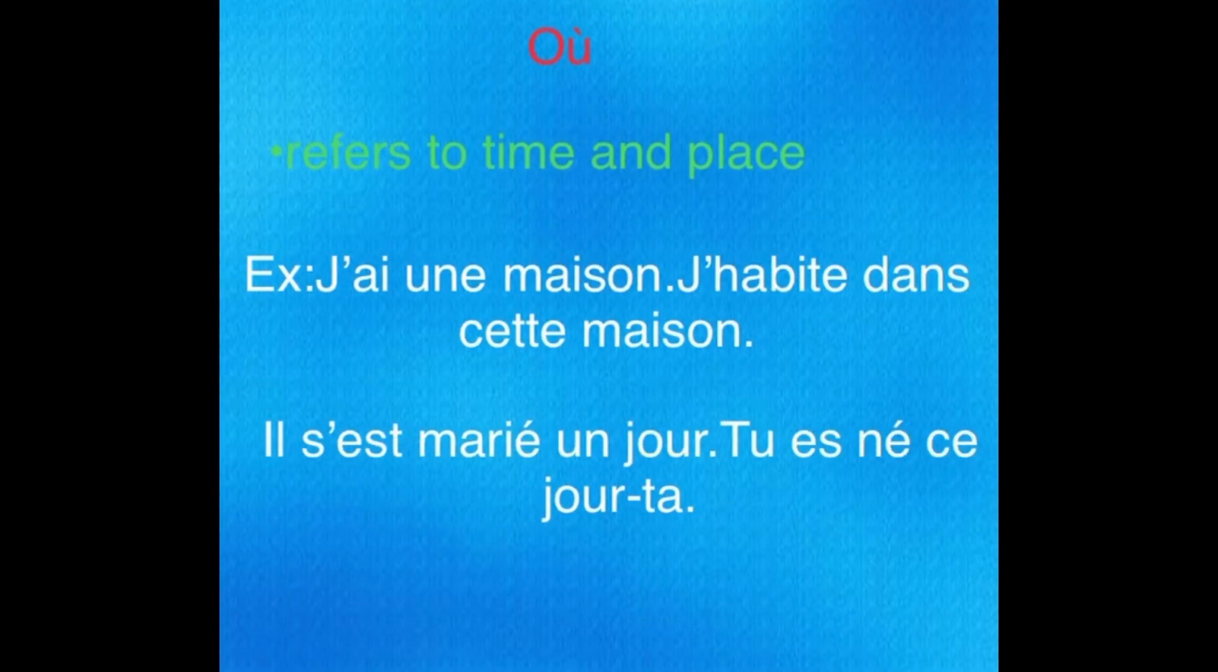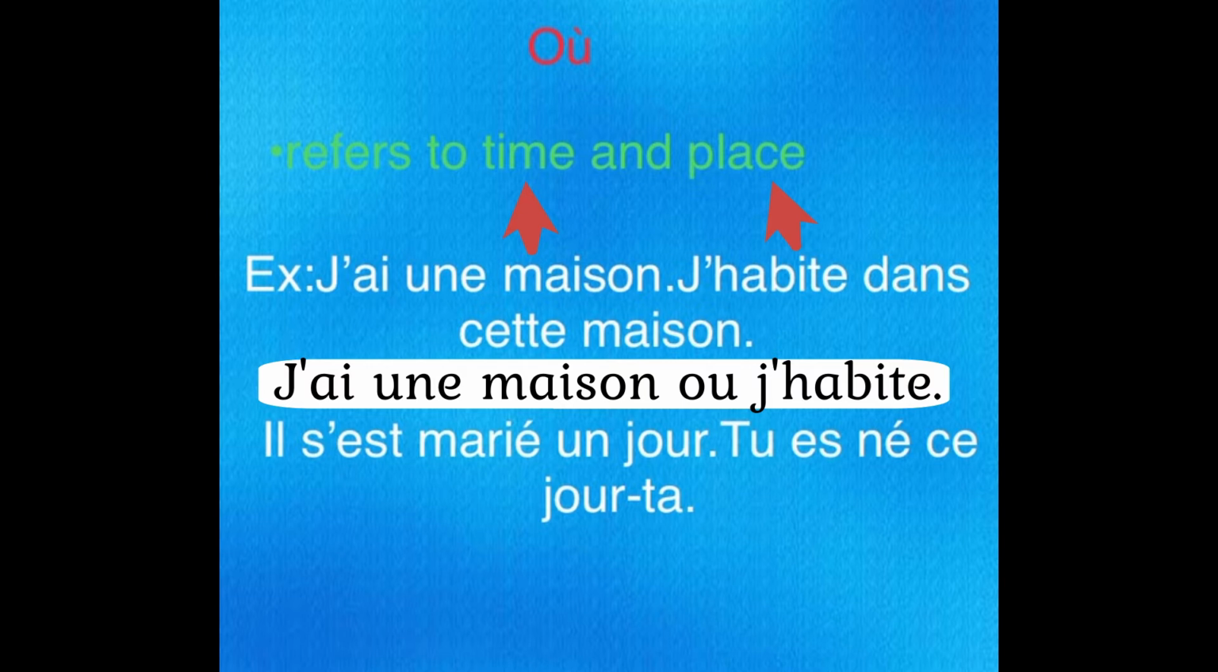The third relative pronoun is où. Où replaces the indirect object in phrase 2, but the indirect object should be related to time and place. In common sense, it refers to time and place. An example of a sentence in which it refers to place is "J'ai une maison, j'habite dans cette maison." Now we can see that dans cette maison is the indirect object in phrase 2 and it refers to place, so it will be replaced by où. So the sentence will become "J'ai une maison où j'habite."